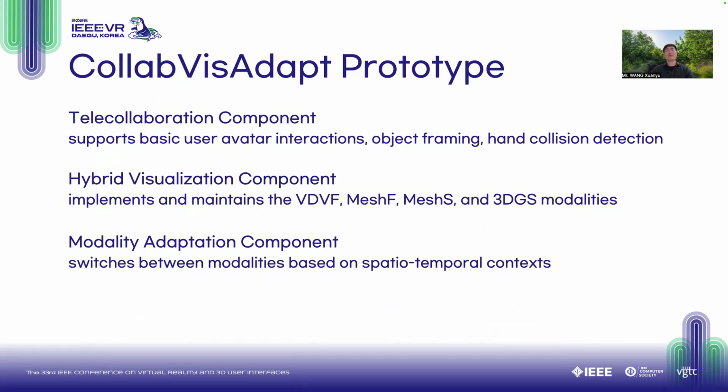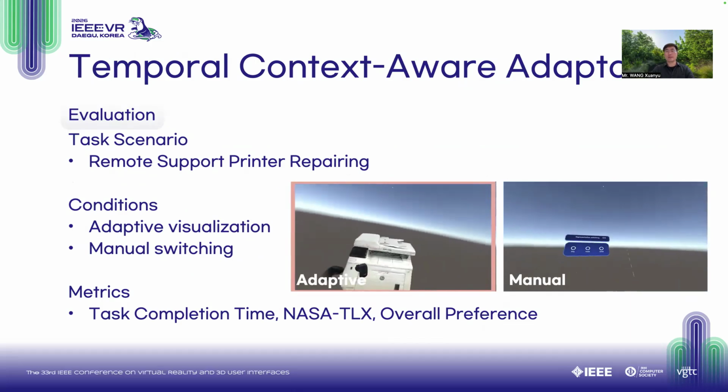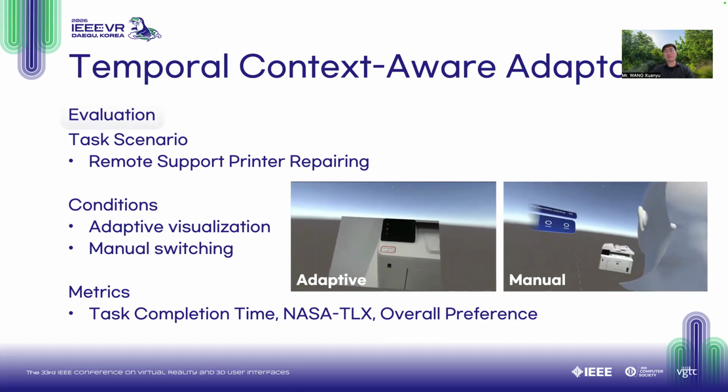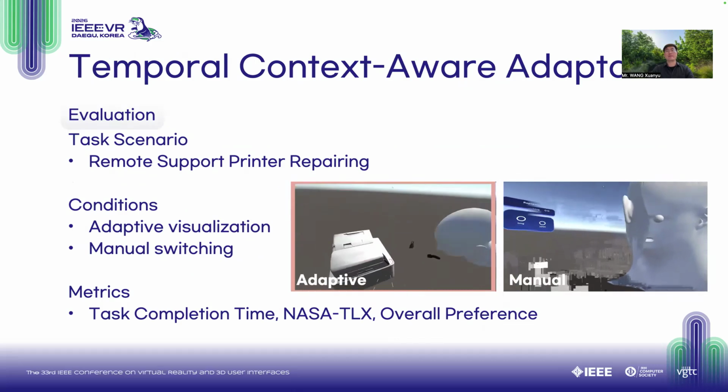There are 3 main components in the prototype implementation. The Telecollaboration component supports basic user avatar interactions, object framing, and hand collision detection, the hybrid visualization component implements and maintains all the modalities, and the modality adaptation component switches between modalities based on spatial temporal context. Based on the CollabVisAdapt prototype, we conduct a user study to evaluate the effectiveness and usability of our adaptive visualization mechanism. The study scenario is a real-world remote support printer repairing session.